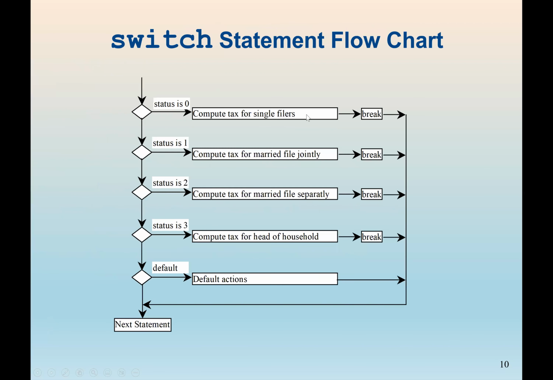So that's the concept here again. Status is 0, we compute taxes for single filers, then we break. The status is 1, we compute taxes for married filing jointly, then we break. And the last, default, we just do our default actions.